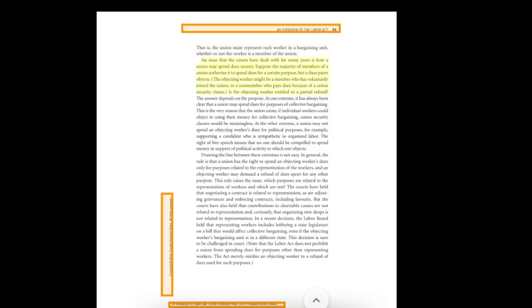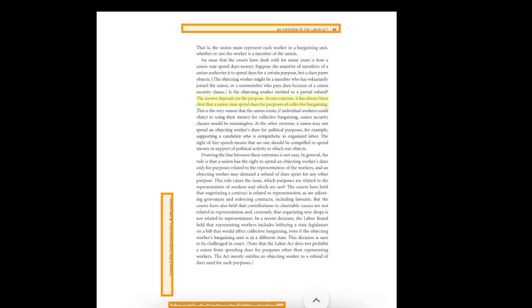An issue that the courts have dealt with for many years is how a union may spend dues money. Suppose the majority of members of a union authorize it to spend dues for a certain purpose, but a dues payer objects. The objecting worker might be a member who has voluntarily joined the union, or a non-member who pays dues because of a union security clause. Is the objecting worker entitled to a partial refund? The answer depends on the purpose.